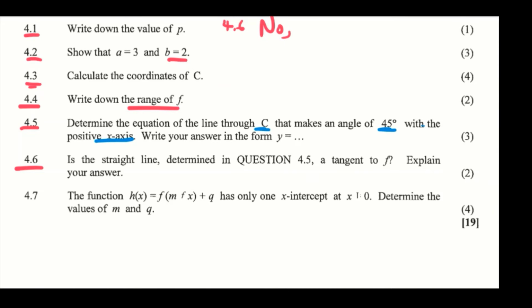Why? Because it passes through points C and D, right? So that is the answer for this question here.